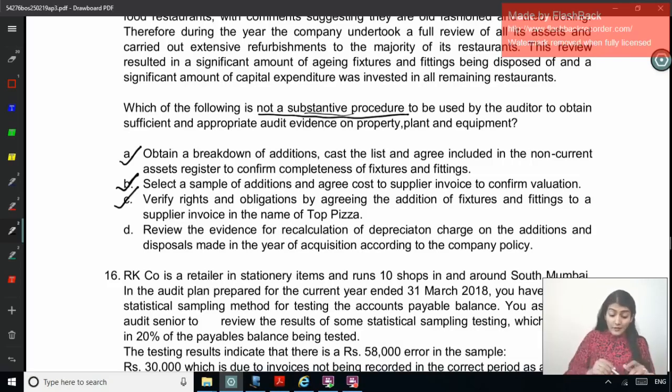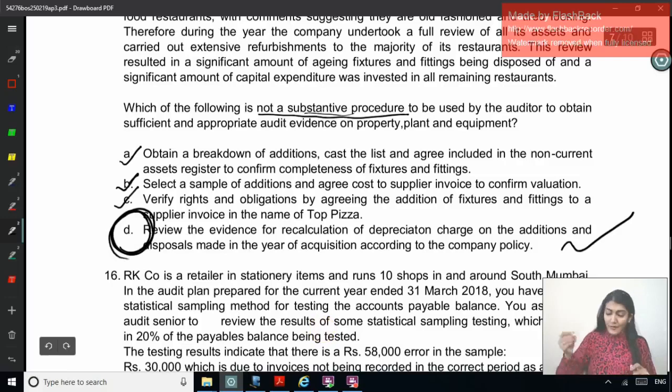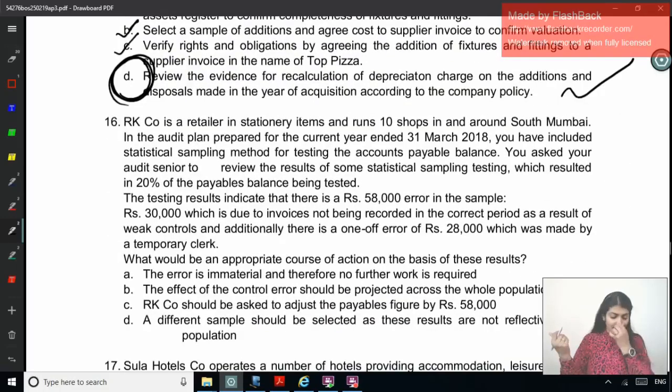But how are they saying we'll perform? Review the evidence for recalculation. No, we will do the recalculation. Right? So that is why this is not a substantive procedure, and that is why the correct answer would be D. Okay. Right? Coming to the next one.